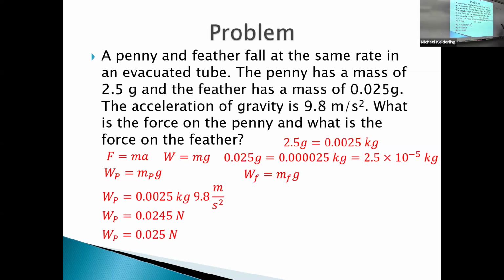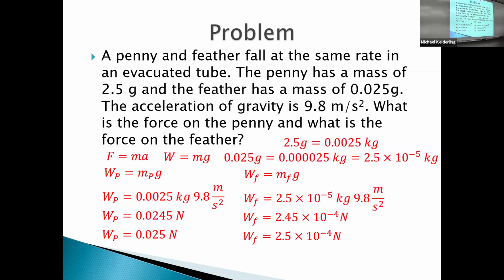And the weight of the feather is 2.5 times 10 to the minus 5 kilograms times 9.8 meters per second squared, which is 2.45 times 10 to the minus 4 newtons, which rounds to 2.5 times 10 to the minus 4 newtons, because this is 2 significant figures.